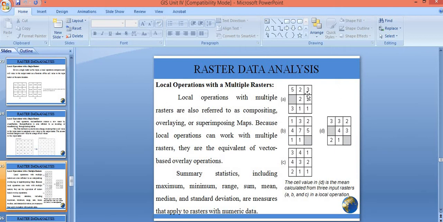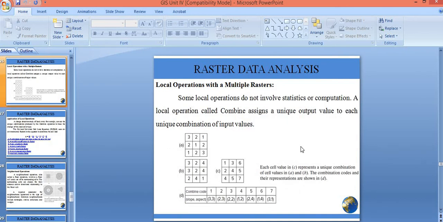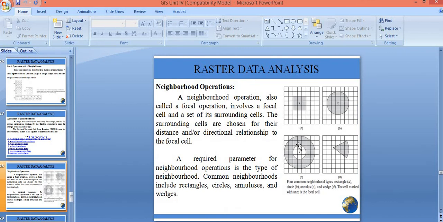Similarly, for the first cell, the average of the 3 cells is this. Excuse me, students. So that's it. Okay, so this is about local operation.